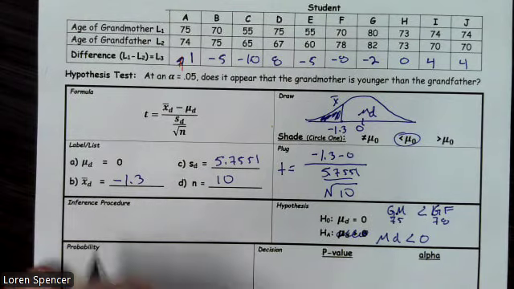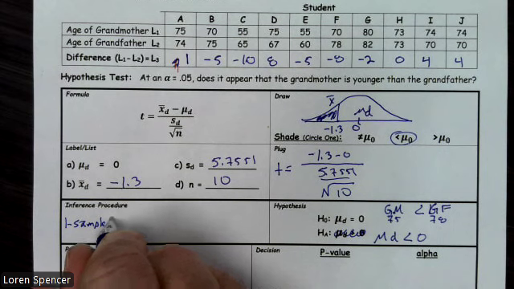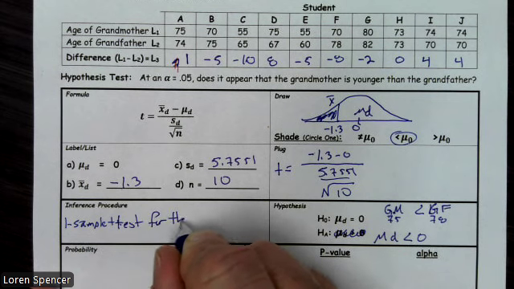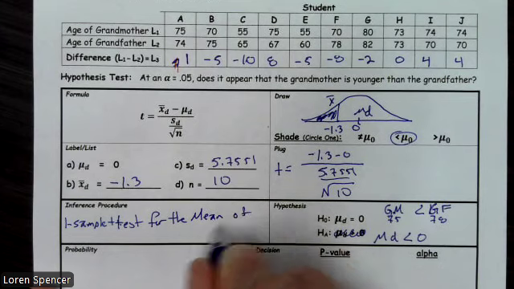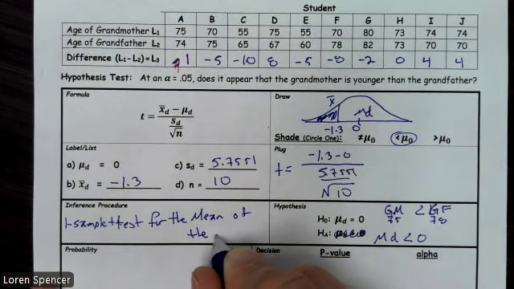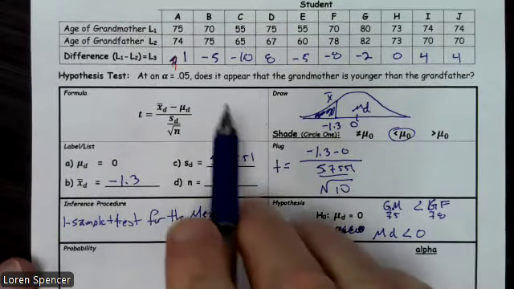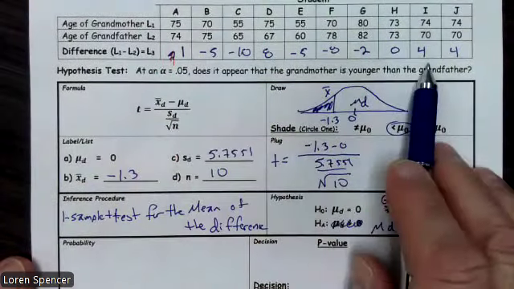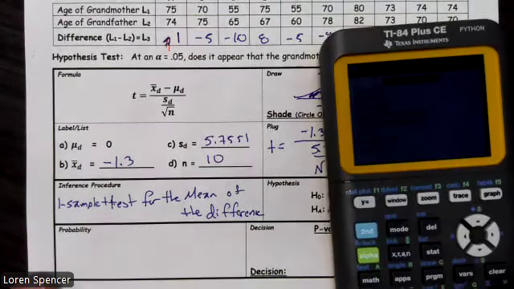Inference procedure. One sample T. We're running a test for the mean of the differences because we are basically saying, hey, we're going to subtract, find all these differences, and then we're going to take the average of all those differences. All right, so let's go ahead and do that.